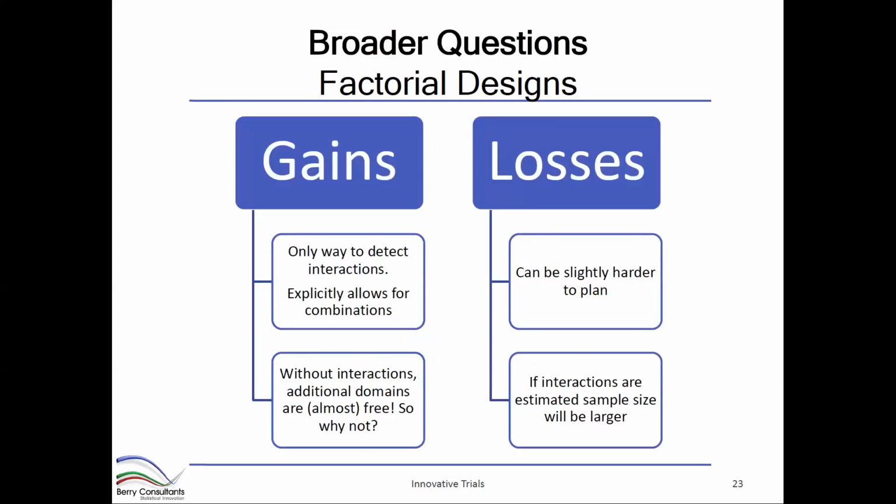The losses here, they can be a little harder to plan. You've got to consider all the different domains at once in planning. And certainly, if interactions are on the table, if you want to estimate them, you're going to need a larger trial. But keep in mind, if interactions are on the table, there's no other way to do this. You can't run smaller trials one at a time and estimate the interactions.